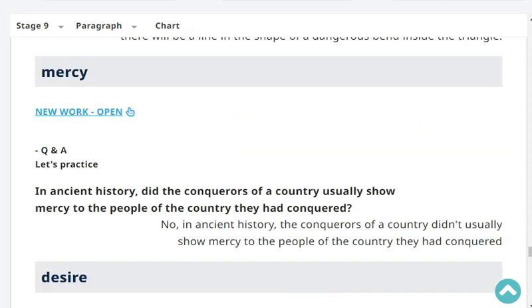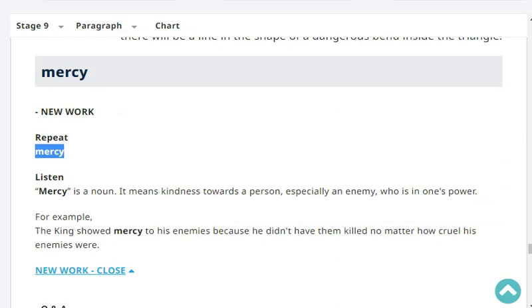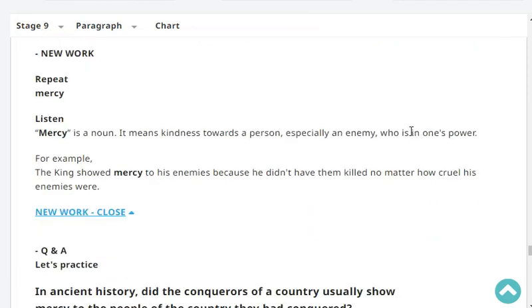Let's have new work. Okay, repeat. Mercy. Mercy. Very good. Okay, listen. Mercy is a noun. It means kindness towards a person, especially an enemy who is in one's power. For example, the king showed mercy to his enemies because he didn't have them killed, no matter how cruel his enemies were.